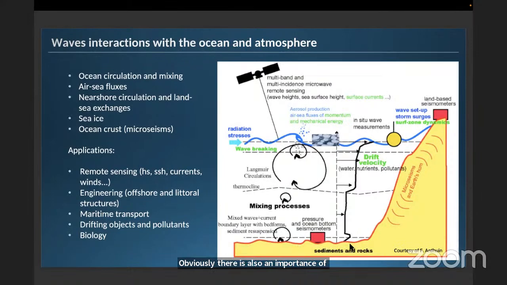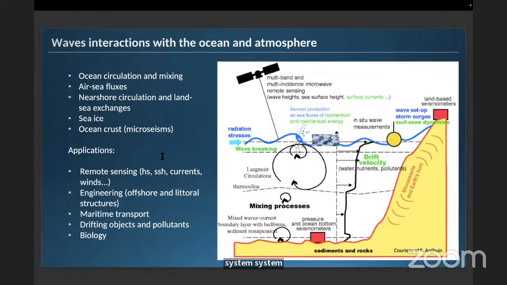In the nearshore circulation and land-sea exchange, we will see that waves are very important. They can also interact with the sea ice and have some specific effect on the sea ice. And they also interact with the ocean crust, and they can be recorded because they induce microseisms, and so it's recordable with typically seismic systems.